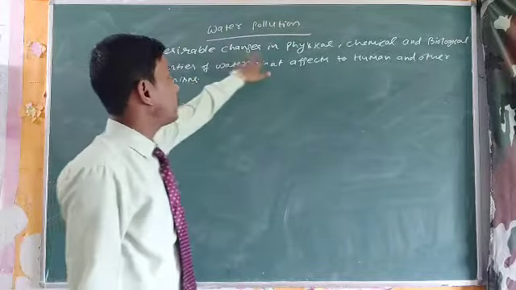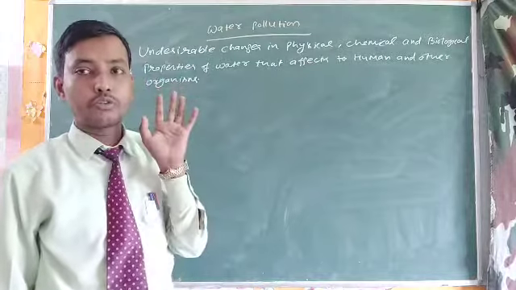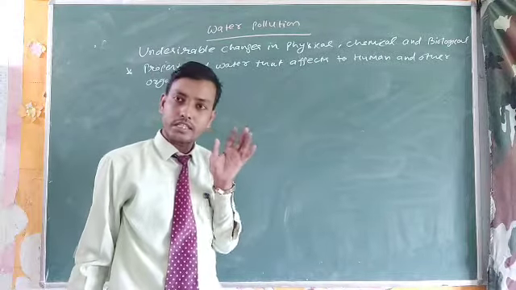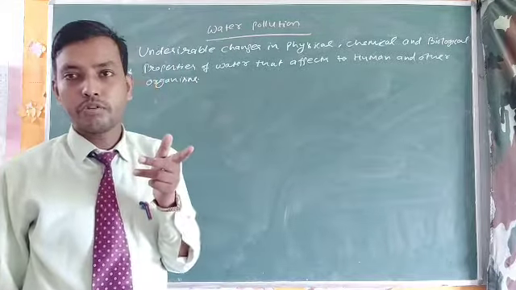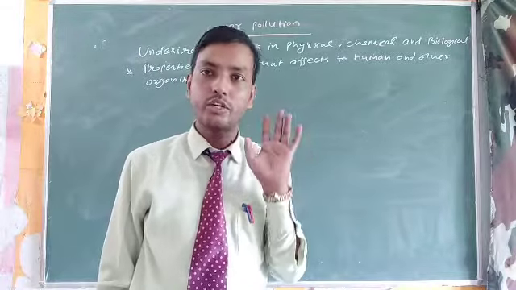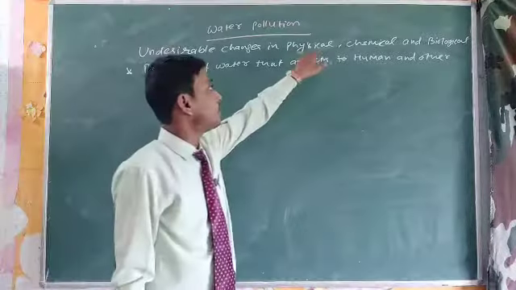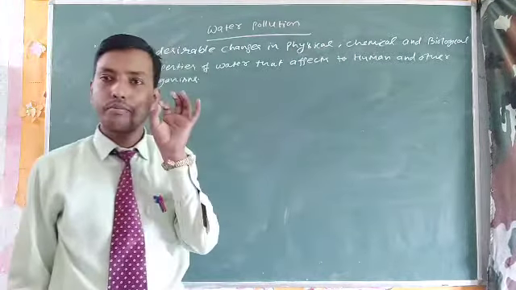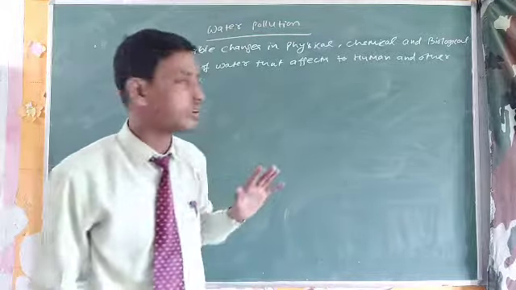So the undesirable change in physical property means the pure water should be colorless, odorless and tasteless. If the water has a taste, the water is polluted. If water has a color, the water is polluted. If water has any kind of odor, the water is polluted. Chemical property: the pure water formula is H2O. If the formula gets altered, there will be polluted water.